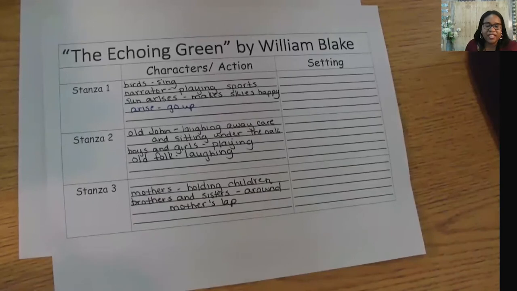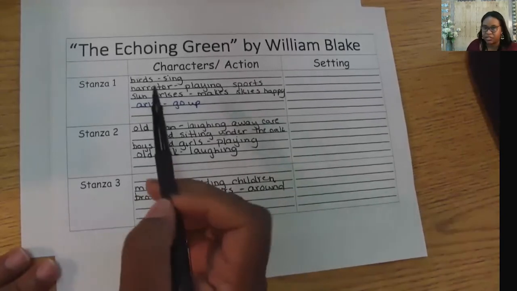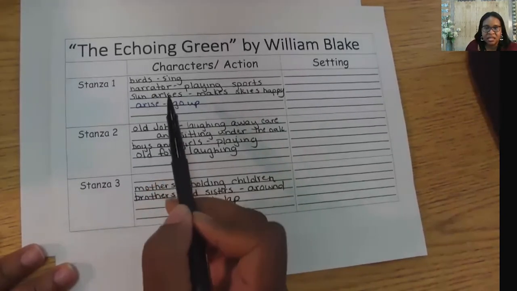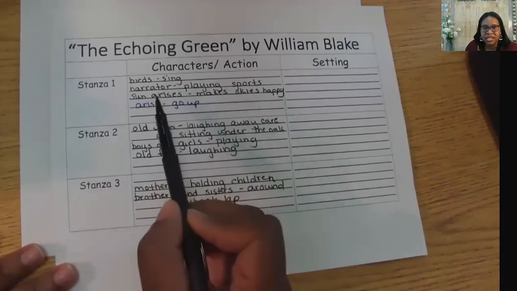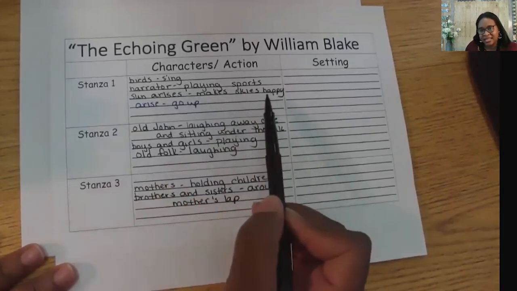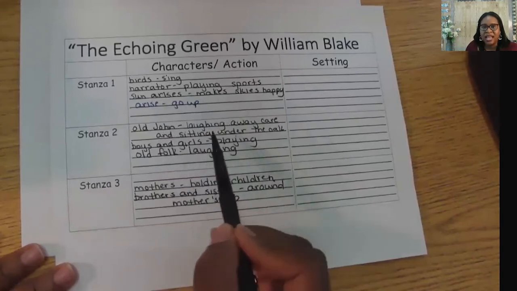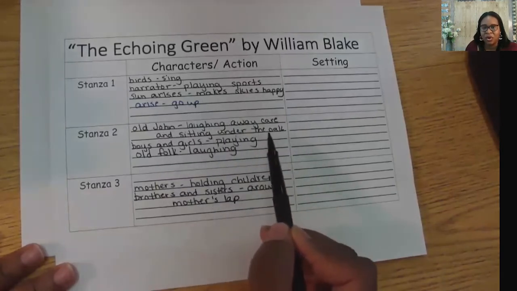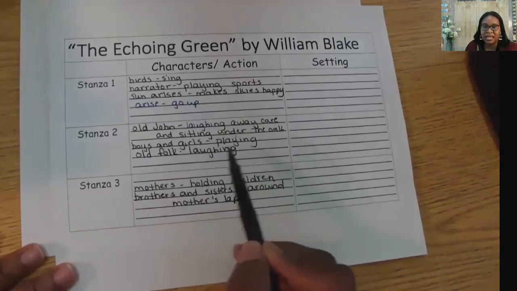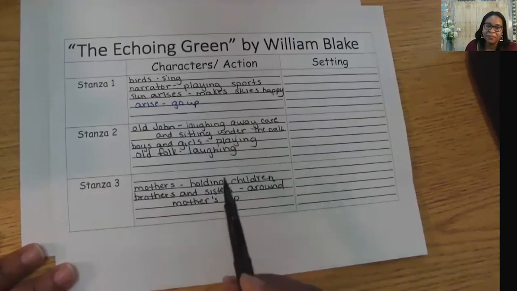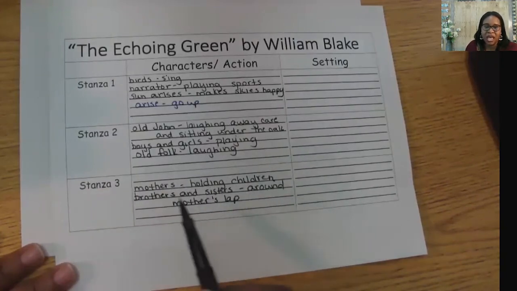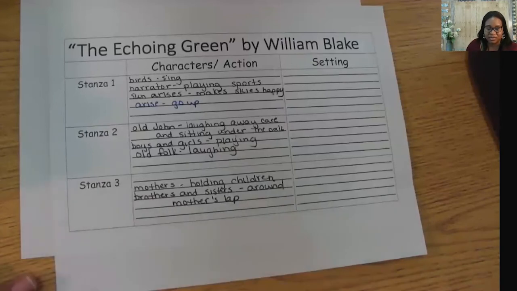Wow, look at all the characters and the actions in this short poem. I hope you're able to start visualizing the action that is taking place. So let's look at all of our characters. Birds sing, narrator playing sports, sun arises, makes skies happy, old John laughing away care and sitting under the oak, boys and girls playing, old folk laughing, mothers holding children, and brothers and sisters around mother's lap.